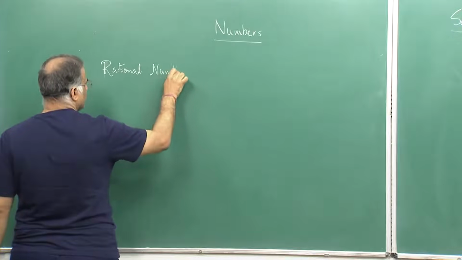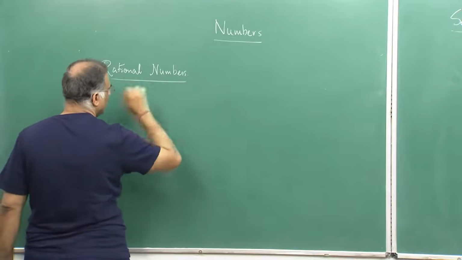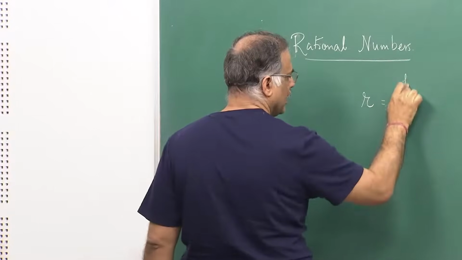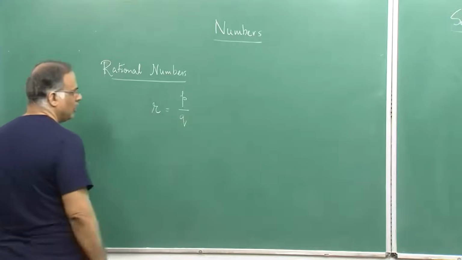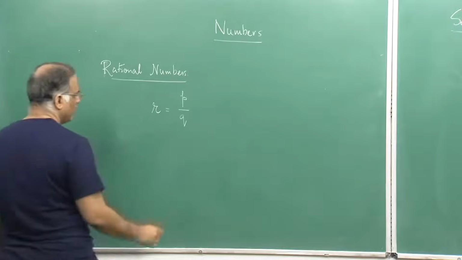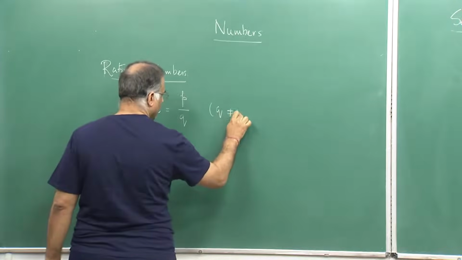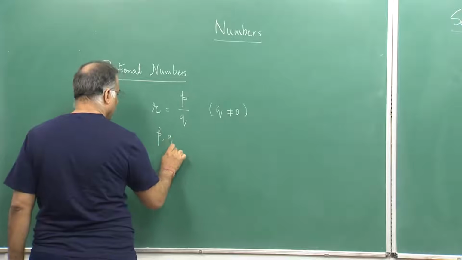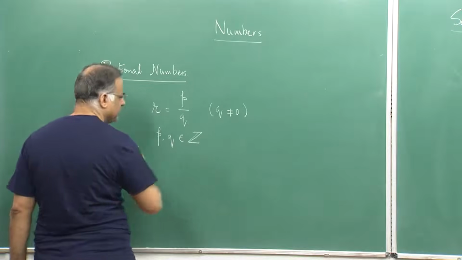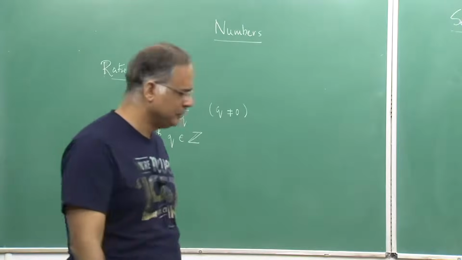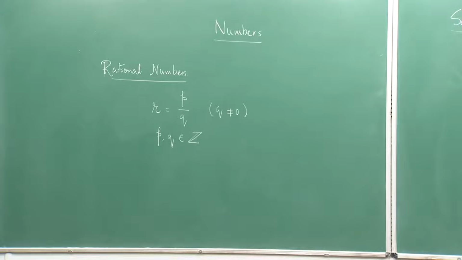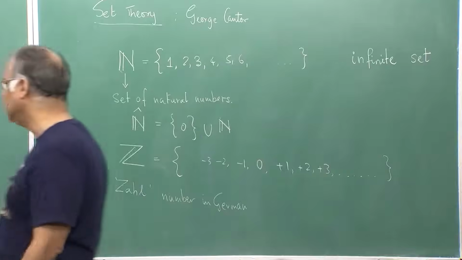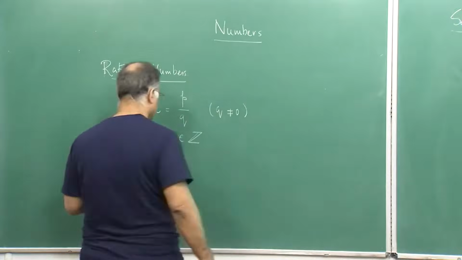So, what are rational numbers? Rational numbers are any number, say r, which is expressed as the ratio of two integers p and q, where q is not equal to 0. Of course, you know very well that division by 0 is not permissible, and here p and q both are in the set of integers Z. So, now we have got our natural numbers, negative numbers, 0, and fractions. The question is, do we need anything more other than these rational numbers?